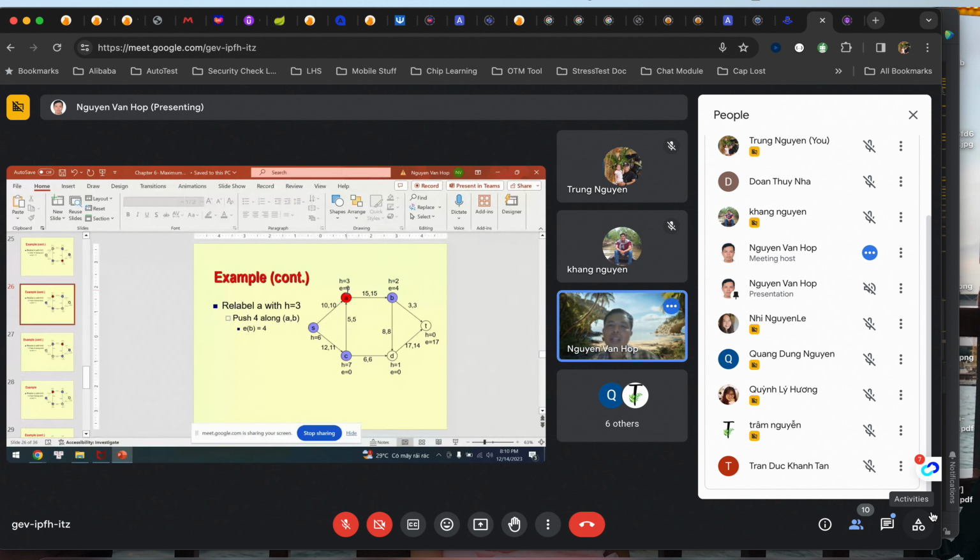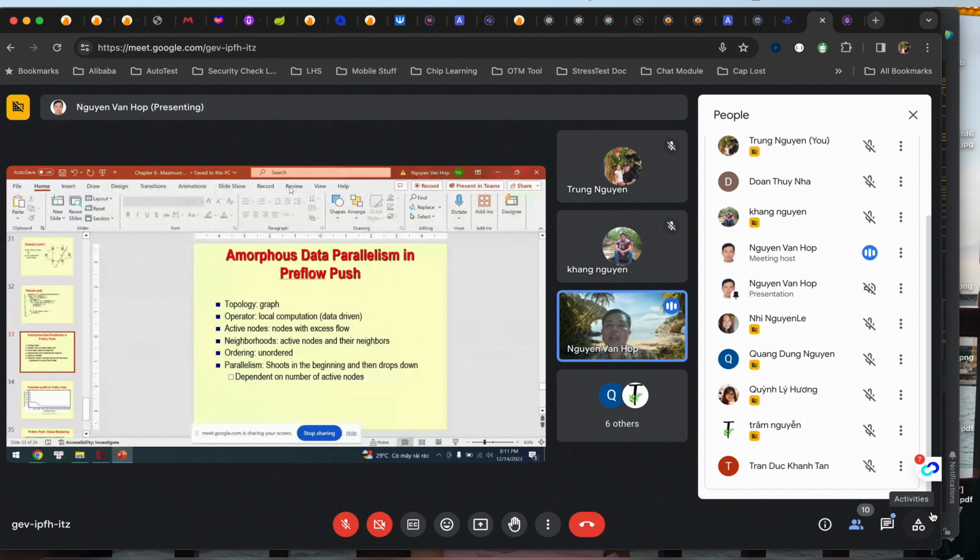That's the 4. Then, because this height is lower, we cannot push it back here. Therefore, we move up and move up until we are higher than this one. Then we can push it back, and we finish. That's it.